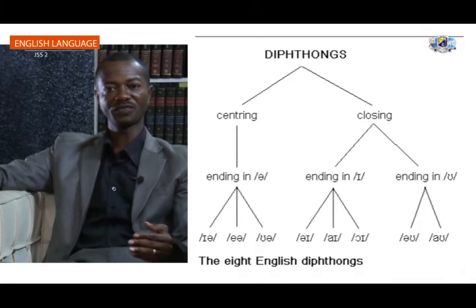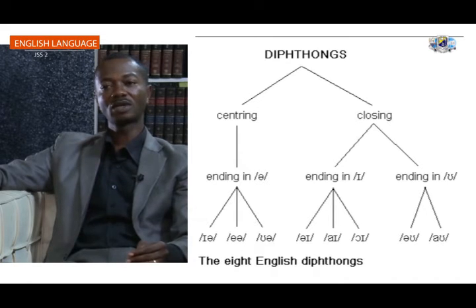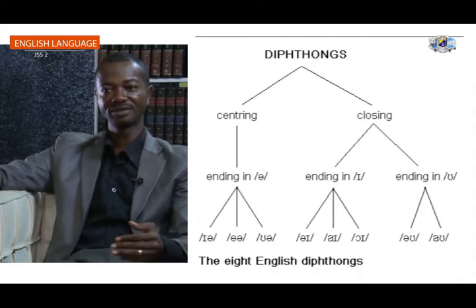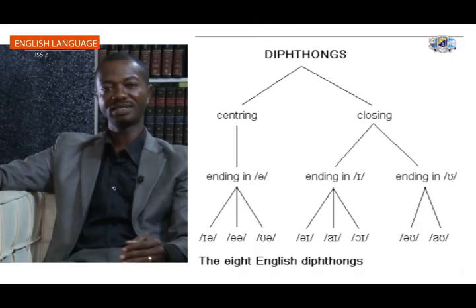The word is not "fury", it's "fury", F-U-R-Y. All right, so the closing diphthongs altogether are 5 in number. Let me just go through them. You have the A and E, like you have in age, like you have in ray, like you have in aid.